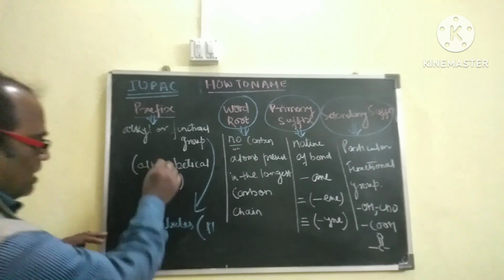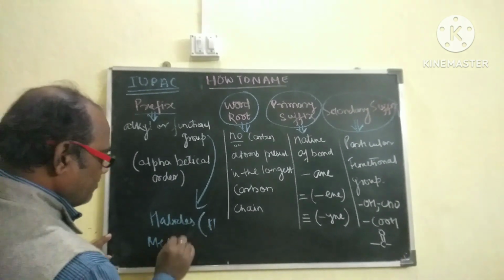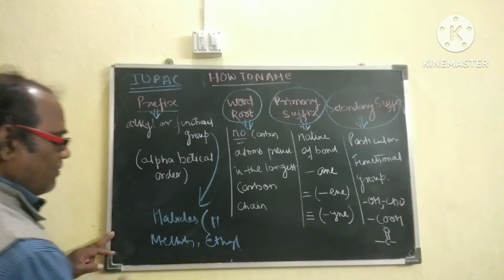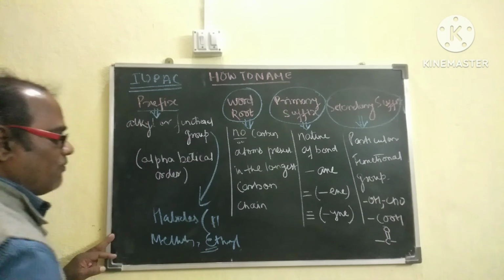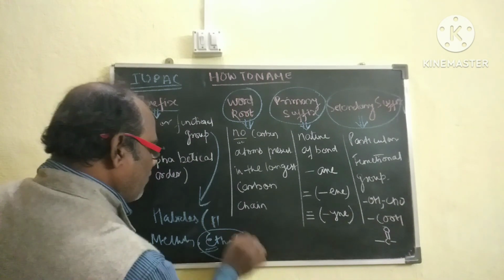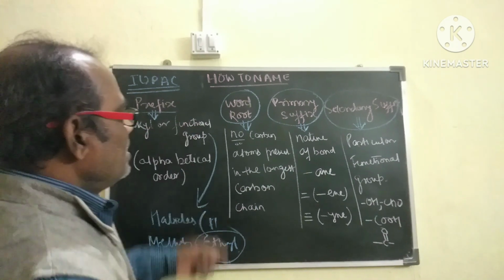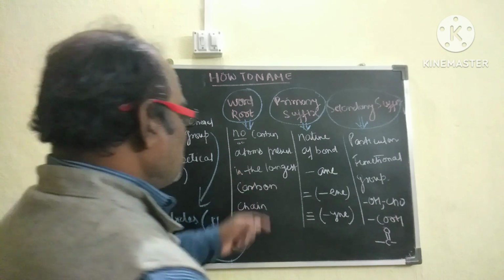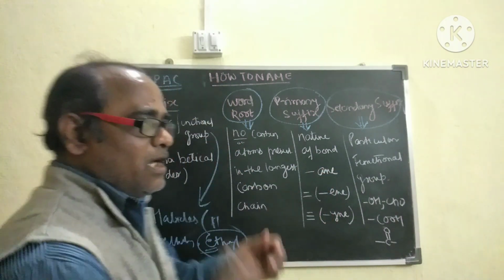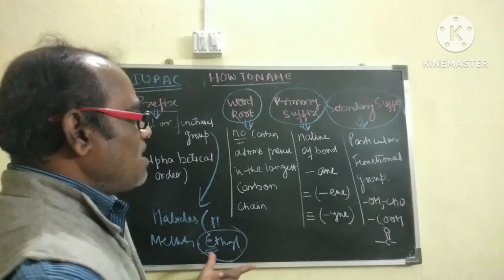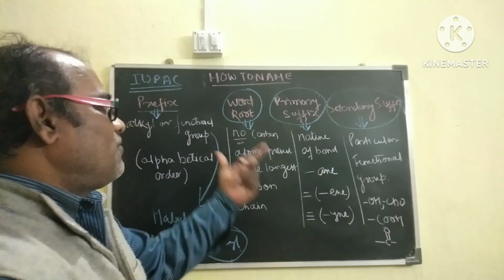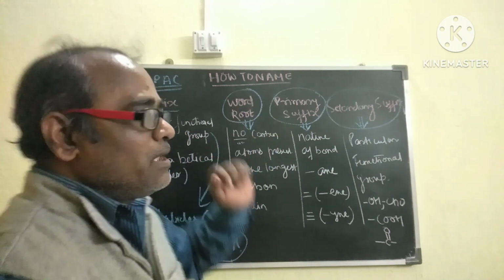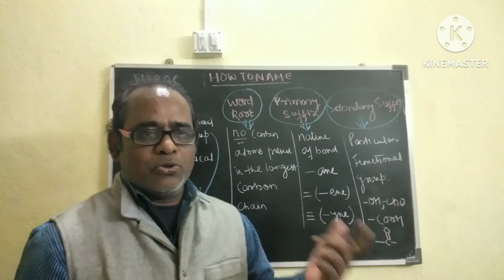For example, if methyl is there as well as ethyl is there, then in alphabetical order E comes first. So we have to name it first according to the system. Then we have to go to the root word. So what does root word mean? The number of carbon atoms present in the longest chain. It may be a straight chain or a branched chain. According to that, we see how many carbon atoms are present in the longest chain, and then we use meth, eth, prop, but, etc.